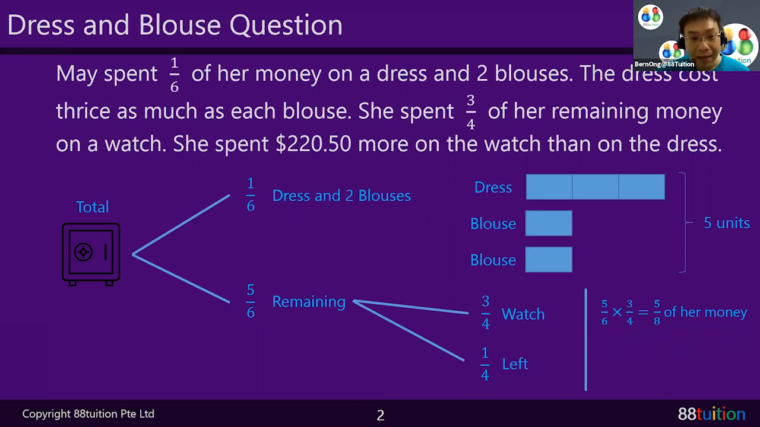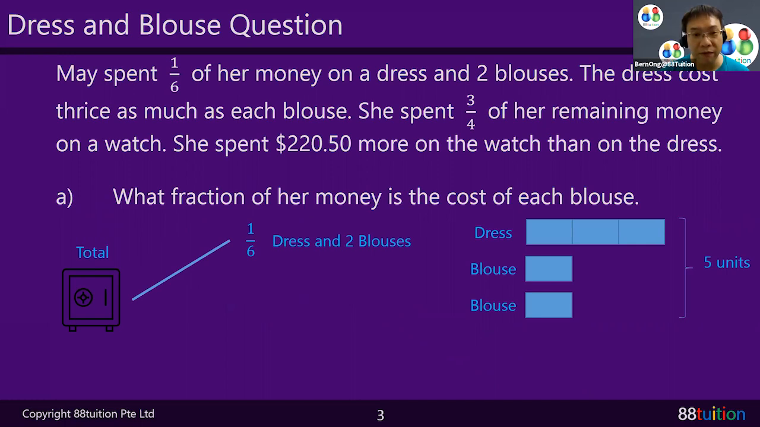Let's move on a little bit more to answer part A. The question says, what fraction of her money is the cost of each blouse? Ready? Remember just now I said 1/6 of the money is talking about 1 dress and 2 blouses. Down here in terms of the model diagram, we have 5 units. So are they talking about the same thing? Yeah. So can you say that 5 units actually represents 1/6 of the money? Yes. How to find 1 unit? Easy. Divide by 5 on both sides.